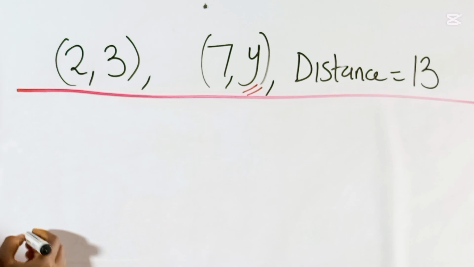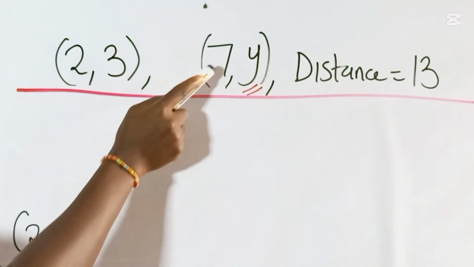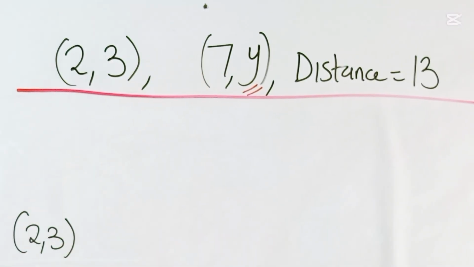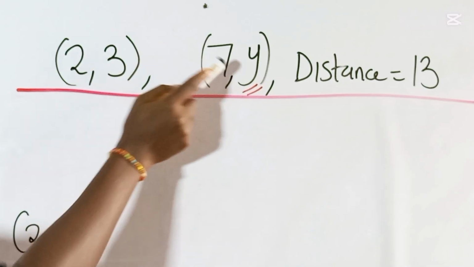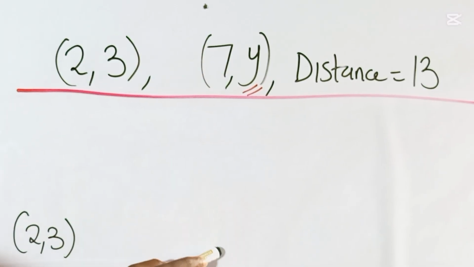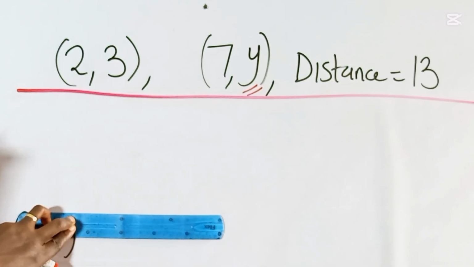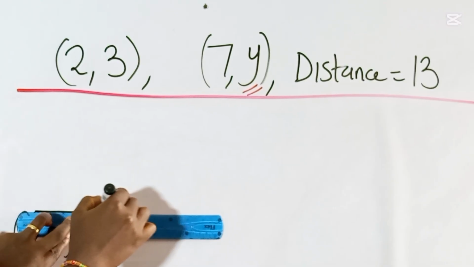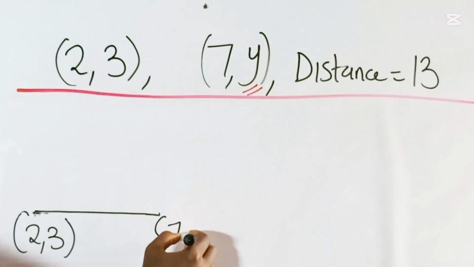So we are given a point, 2 and 3, and another point where only the x value is known. So for us to move from this point to this point, first we move across. So we move across from when x equals 2 to x equals 7. This point here is going to be when x equals 7 and y equals 3.